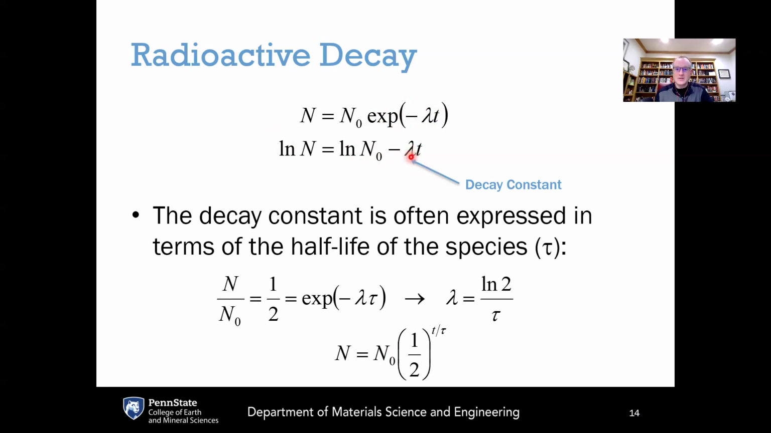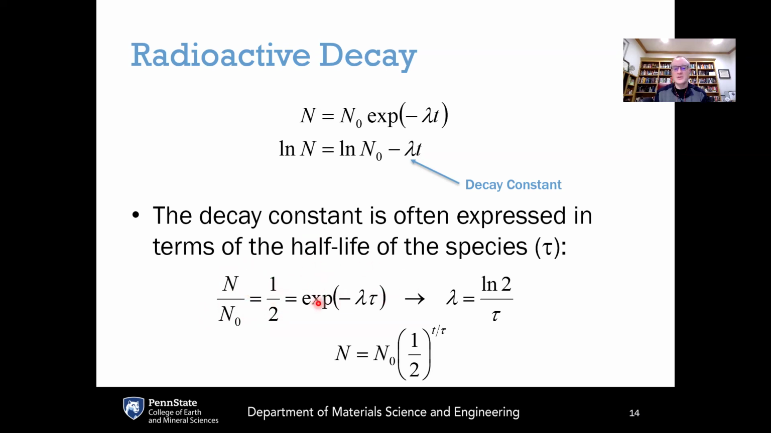The decay constant for radioactive decay is most commonly expressed in terms of the half-life of the species. The half-life is how long it takes for half of the concentration to decay. And that is typically represented by the parameter here, tau. And based on the definition then, the half-life occurs when the concentration of N over the concentration of N0 is equal to 1/2. Or in other words, when you have exactly 1/2 of the initial concentration of the species remaining. So we have N over N0 is equal to 1/2.